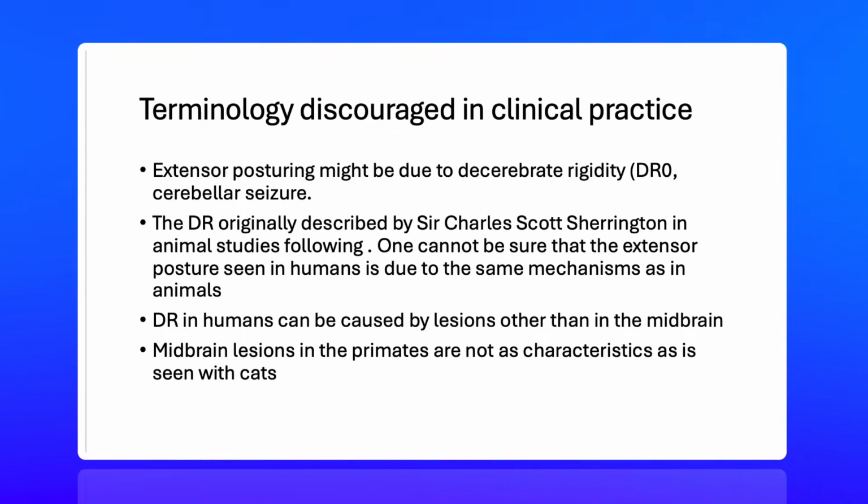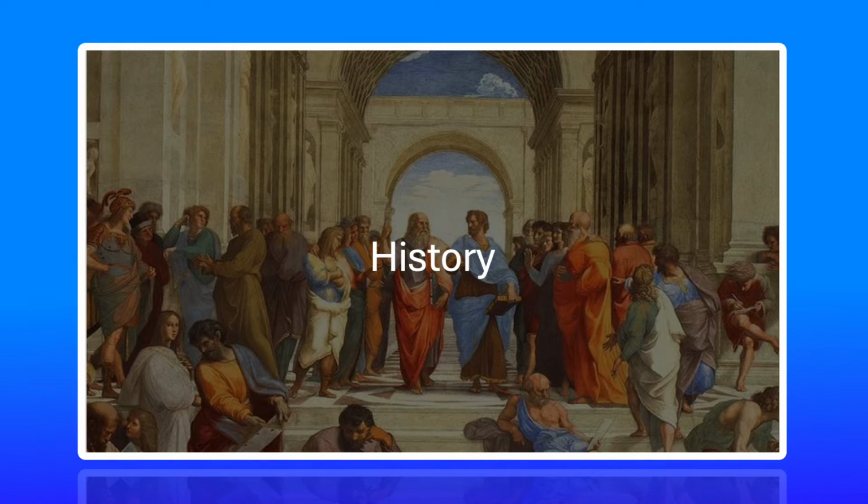And Professor Sir Sherrington did note that midbrain lesions in primates are not as characteristic as when the lesions were made on cats in terms of the features of the decerebrate rigidity. However, it's good to know about these terms, what they describe, what are the neural basis of them, and where did they all come from.